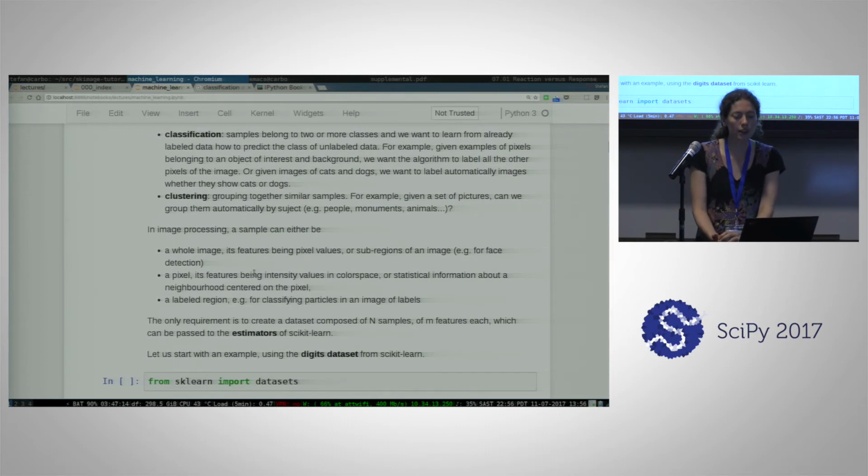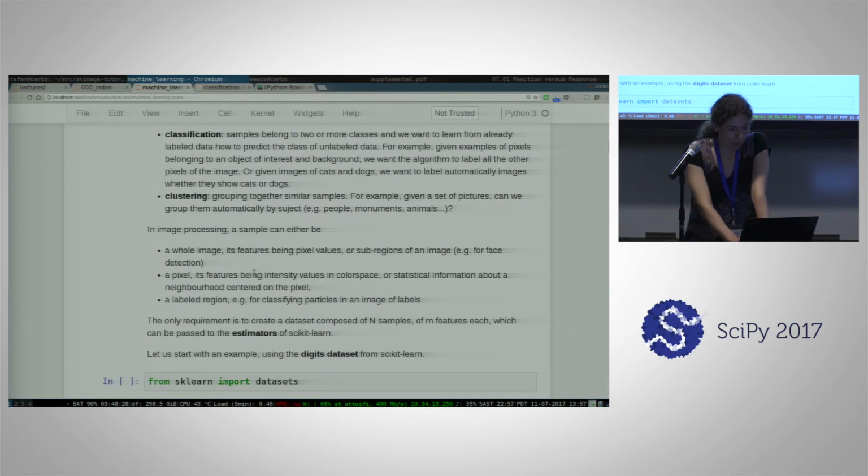As for clustering, clustering groups together similar samples. So if I take all the pictures from my holidays, can I apply an algorithm that will group them automatically by subject? Subject meaning people, monuments, animals, and so on.